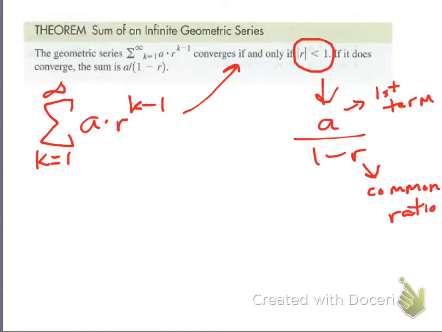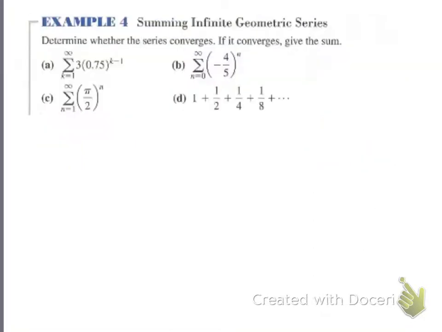Now, if the absolute value of the ratio is greater than 1, it diverges and you don't do anything. But if it's less than 1, you're going to do that sum. So example 4. We have 4 different problems. Now, what is the common ratio?